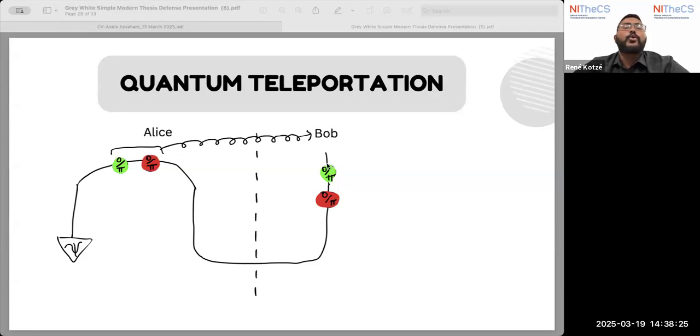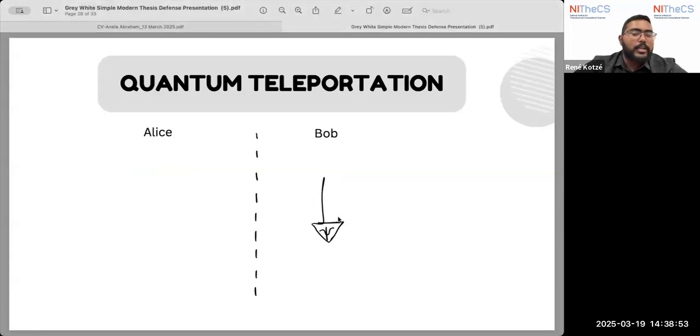But how would Bob know which phases to include here? This is where we'd have to use classical communication from Alice to Bob to inform him which phases are observed here, so he knows which to include on his side. So once we've done that, we can successfully cancel out the green and red spiders here, and then slide the state psi along to Bob, and Bob would now have the state psi, and that's the quantum teleportation protocol in terms of ZX diagrams.